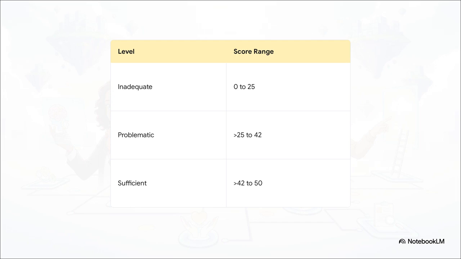A score from 0 to 25 categorizes a population's literacy as inadequate. Anything greater than 25 up to 42 is flagged as likely problematic. And a score over 42, up to that maximum of 50, is considered likely sufficient. These thresholds serve as your immediate dashboard for assessing public health risks.